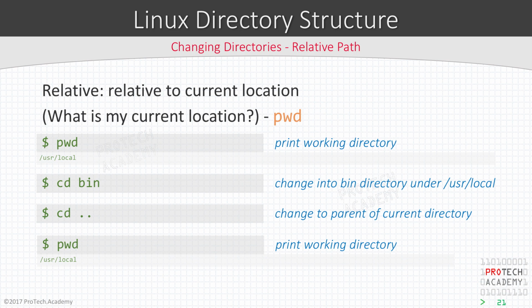Our shell prompt should be showing us which directory we are currently in, but we can also use the pwd command to explicitly print our current directory.